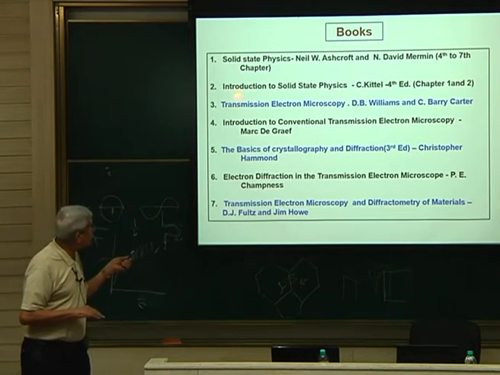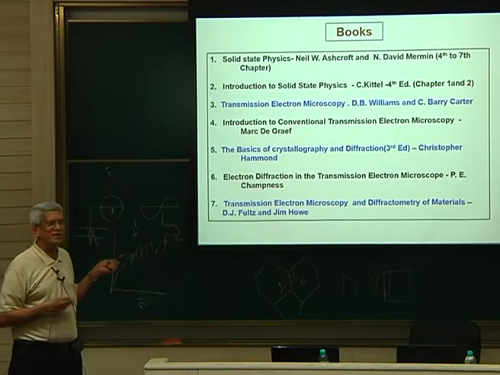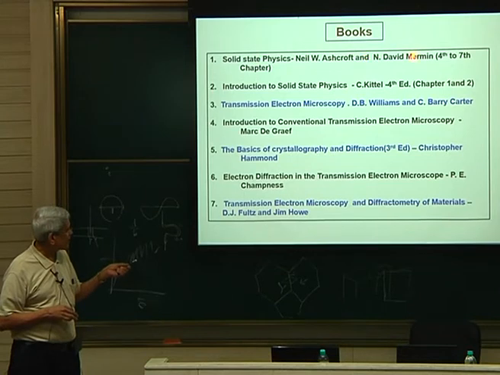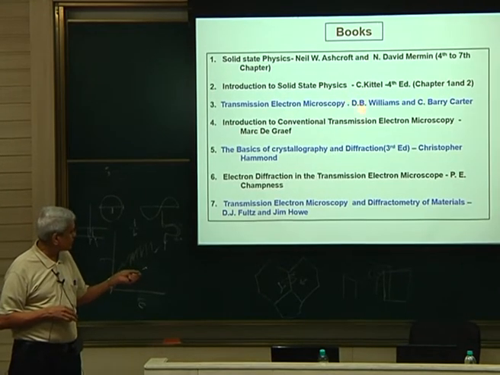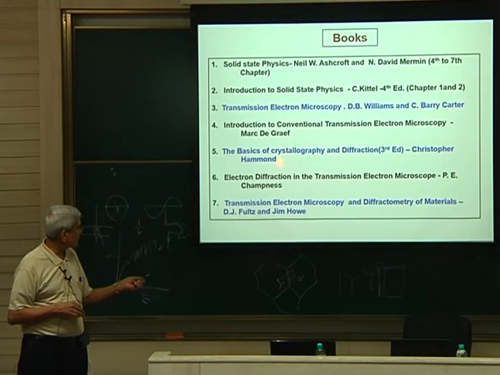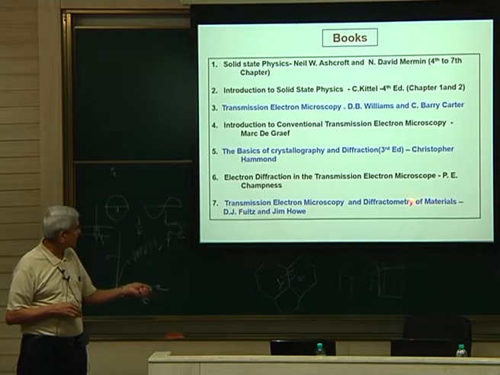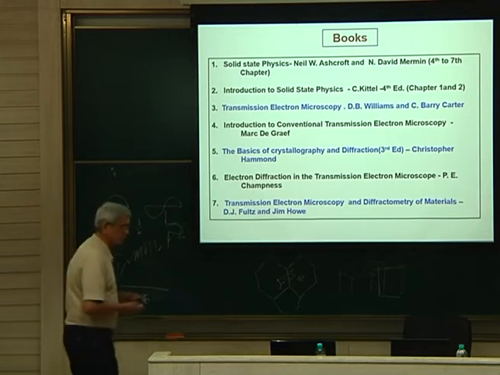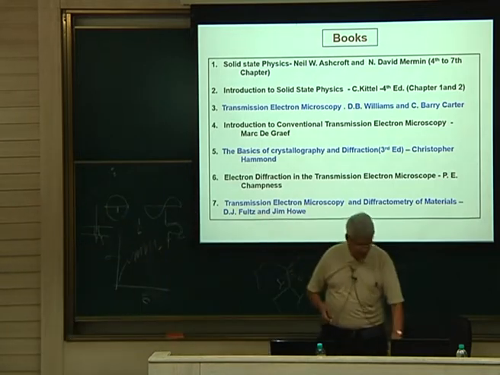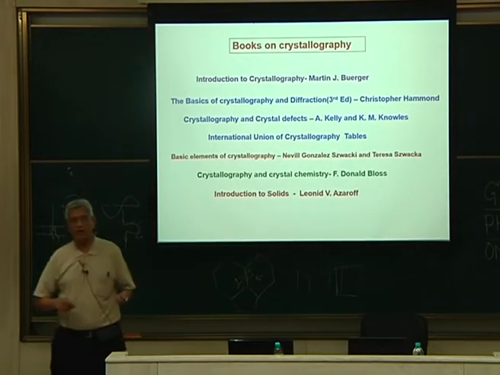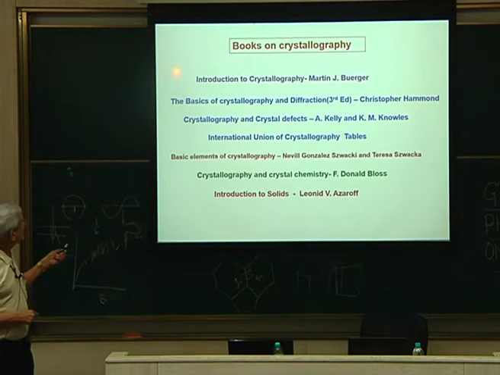Okay. These are all the books which I use for teaching microscopy and crystal structures. One is Solid State Physics by Ashcroft and Mermin, it's a very good book. Then Kittel, and Electron Microscopy by D.B. Williams and Carter, Basics of Crystallography by Christopher Hammond, and Transmission Electron Diffraction of Materials by Fultz and Howe. These books are quite good. Then day before yesterday, people were asking about books on crystallography, point group, space group symmetry and all this. These are all the books.